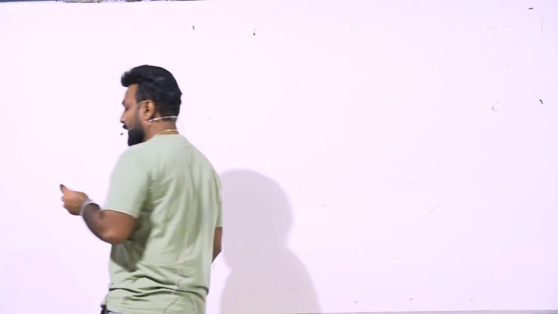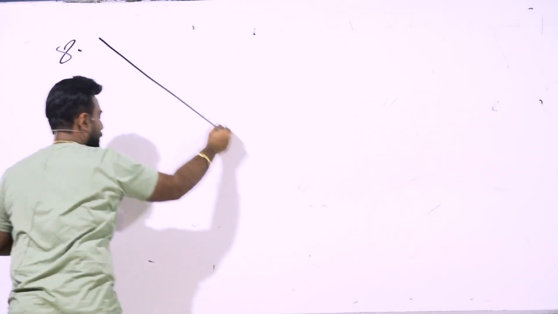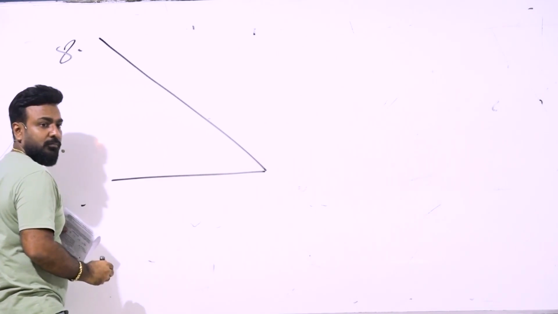Question number 8. A ring, a disc, a sphere, all of the same mass and radius, with moments of inertia IR, ID, IS respectively about the axis, roll down without slipping on an inclined plane from a given height. If the times taken for ring, disc, sphere to reach the bottom of the plane are TR, TD, TS respectively, then. Question number 8, 3 objects are going to roll down.